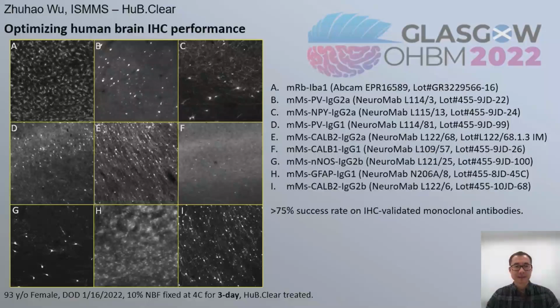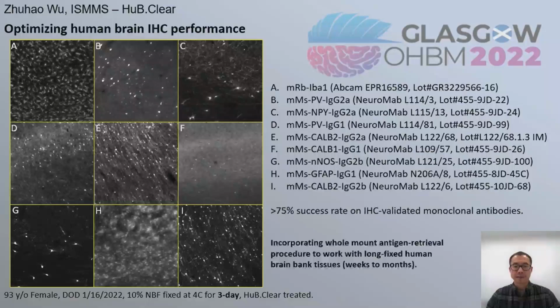Along this process, we are also optimizing the human brain IHC performance to see what will be the best optimal result for each of the given marker. As you can see here, I'm using relatively short-fixed human brain samples. What I have seen over a battery of different markers is that human brain samples fixed for 3 or 4 days generally give me the best performance.